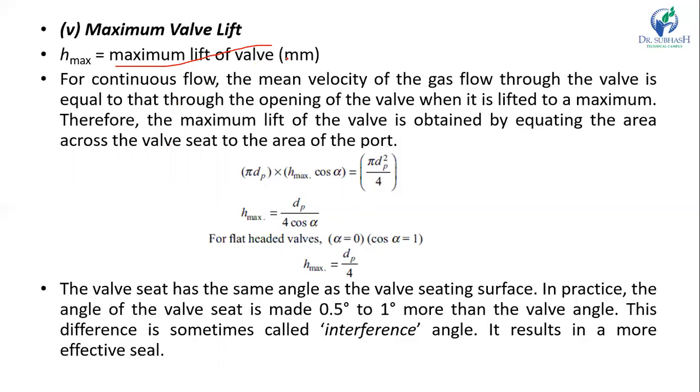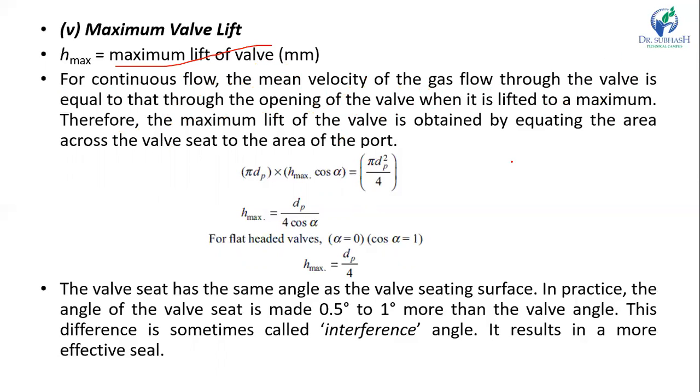So for the continuous flow, the mean velocity of gas flow through the valve, that is vp, is equal to that through the opening of the valve when it is lifted to a maximum.